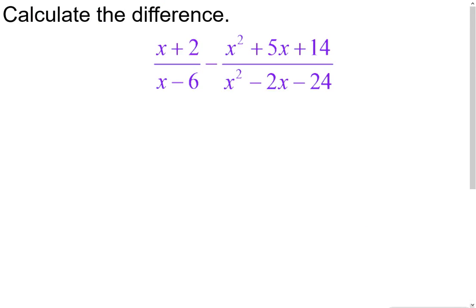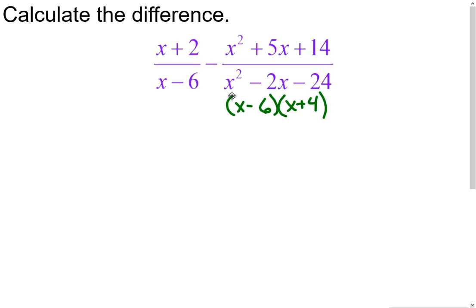Now, my next example, this just goes back to subtracting more fractions. Remember, in order to subtract fractions, we have to have a common denominator. And to find our common denominator, we need to factor. The first one, nothing to factor there. It's just x minus 6. But this second denominator would have factors of x minus 6 and x plus 4.